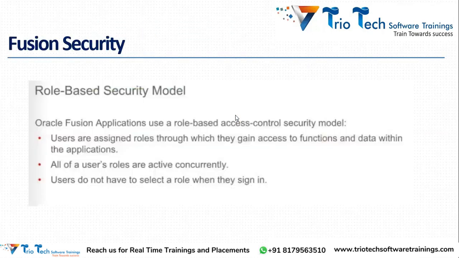Okay, so that is where we have the security for answering that question of what functions and what accesses to be provided. As part of that, we say that it is a role-based security model. In Fusion, it is a role-based security model that we have. Now, what is the meaning of role-based security model? Oracle Fusion applications use a role-based access control security model. Users are assigned certain roles, through which they gain access to functions and data within the application.